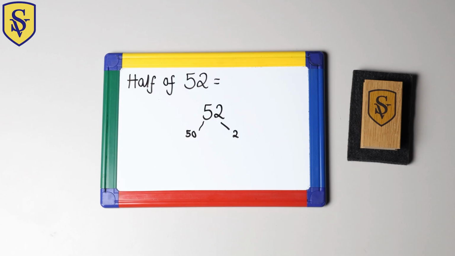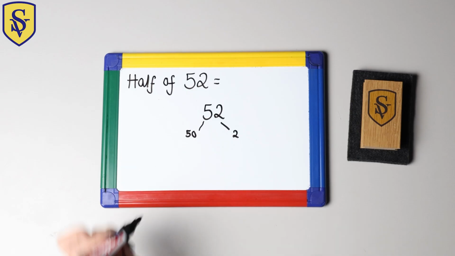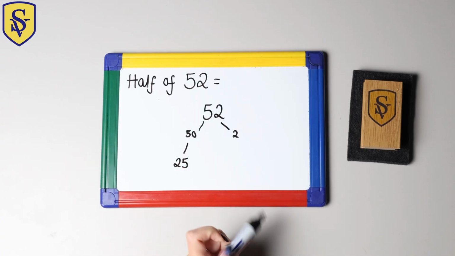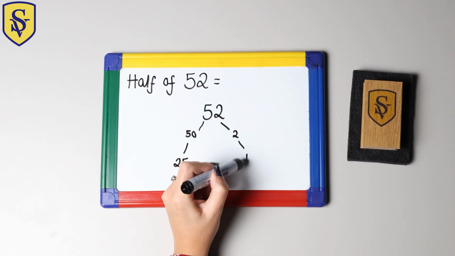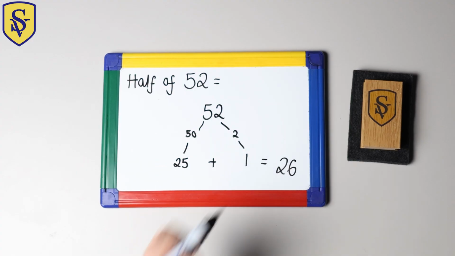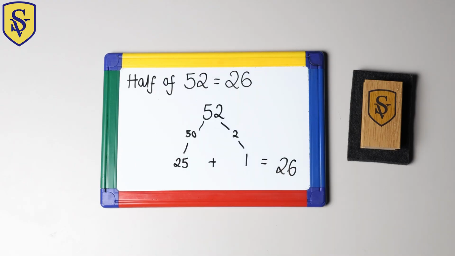It doesn't matter which side you start, but we're going to find half of 50, also known as 50 divided by 2, which is going to be 25, and then half of 2, which is 1. Add them together equals 26. So half of 52 is 26.